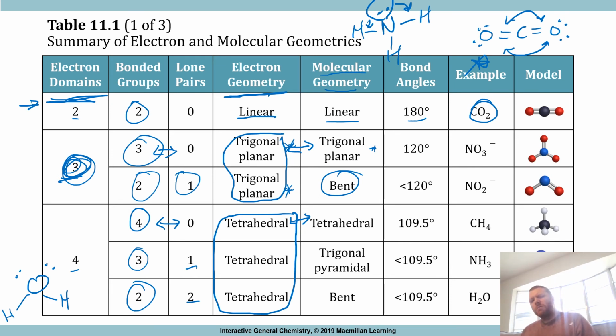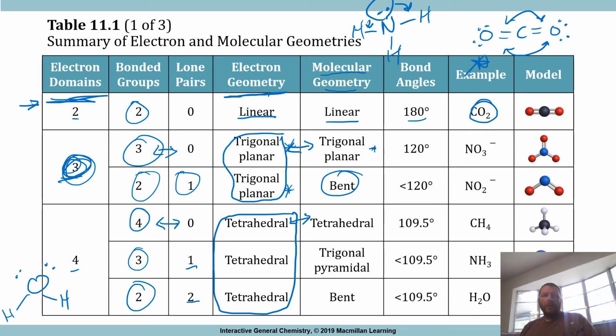So I would say that the most important thing about this is that you're able to determine what the impact of a lone pair of electrons is going to be. On the surface, it's going to make your molecular geometry different from your electron geometry. And basically I want you to think about why. And the biggest reason for that is that the lone pair of electrons is going to be repelling everything else.